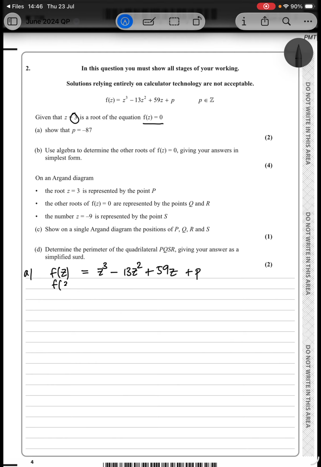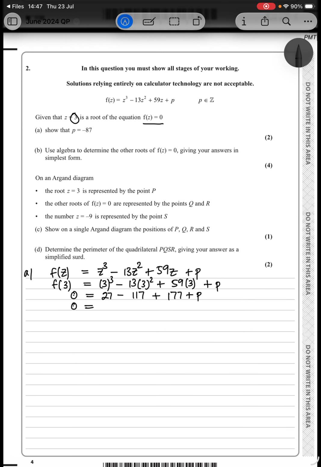So let's say f(3) equals 3 cubed minus 13 into 3 squared plus 59 times 3 plus b. Let me put this into my calculator and equate it to 0. 3 cubed is 27, minus 13 times 3 squared, that is 117, plus 59 times 3, that is 177, plus b.